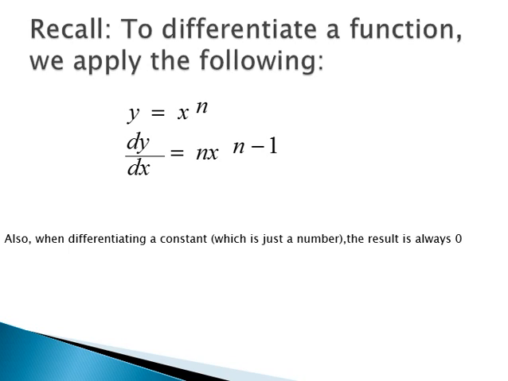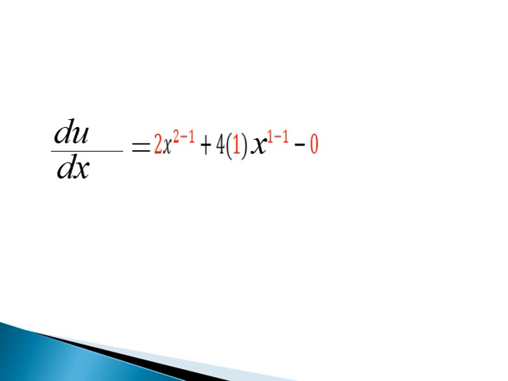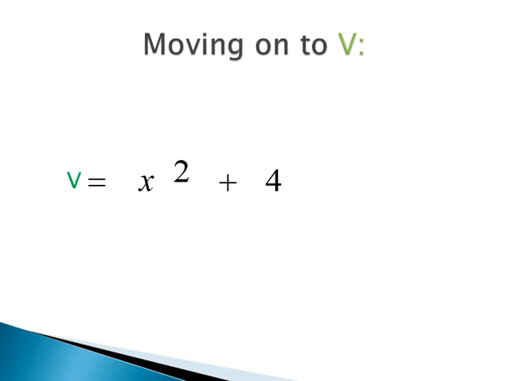Recall, to differentiate a function, we apply the following. If y equals x to the power of n, dy/dx equals n times x to the power of n minus 1. Also, in differentiating a constant, which is just a number, the result is always 0. Let's apply the same rule here. If u equals x squared plus 4x minus 3, du/dx equals 2x to the power of 2 minus 1, plus 4 by 1 by x to the power of 1 minus 1, minus 0, because each time we drop the power and decrease the power by 1. Therefore, du/dx equals 2x plus 4.